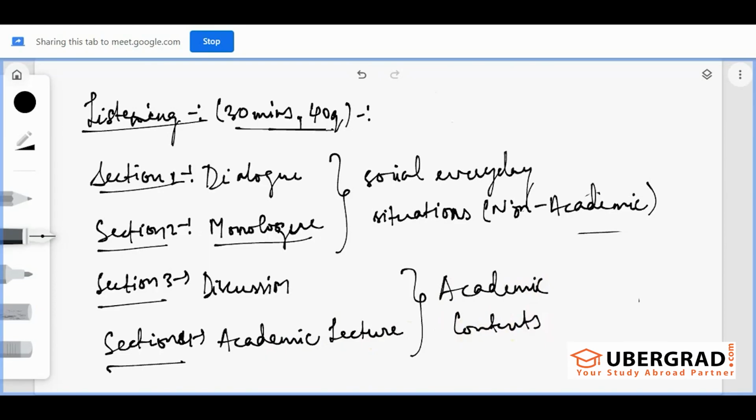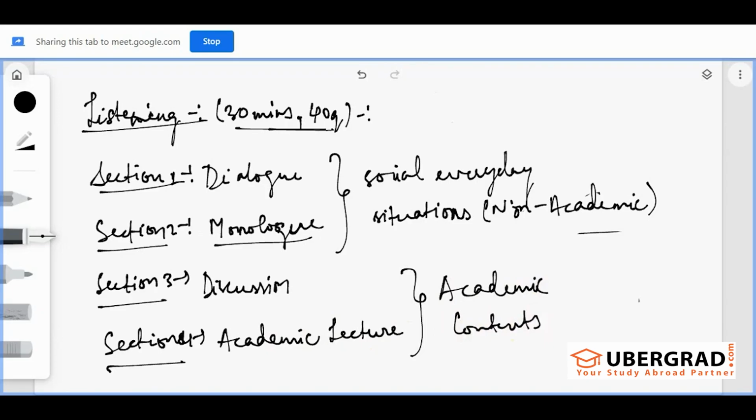Discussion means what? You may listen to 2 or 3 voices, though they say 4, but until now there has been no IELTS audio where we have found 4 people talking. Usually you will hear 2 or 3 voices discussing something related to academics. For example, a student is talking to his professor, telling him the difficulties that he is facing in this particular subject. Getting it? And the professor is suggesting how to improve on the subject.